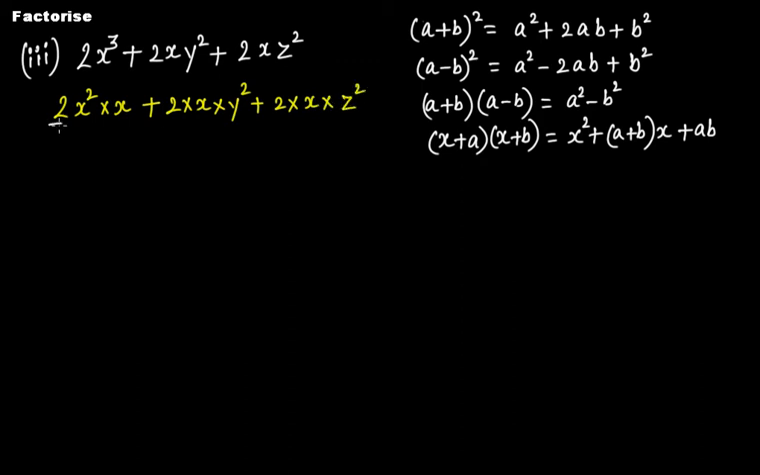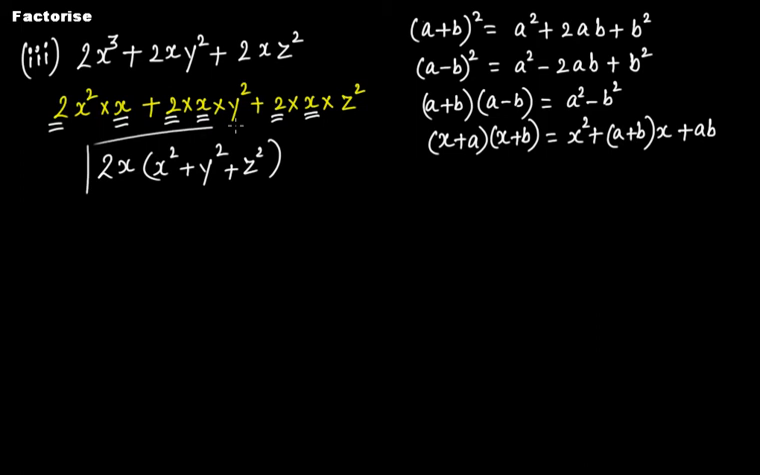Okay, this 2, this 2, this 2, this x, and this x. These two, that is 2 and x, are the common factors in these three terms of this algebraic expression. Take 2x outside of the bracket and write this as x squared plus y squared plus z squared. Okay, so this is your factorization of this algebraic expression because you cannot further break it down into its factor form.